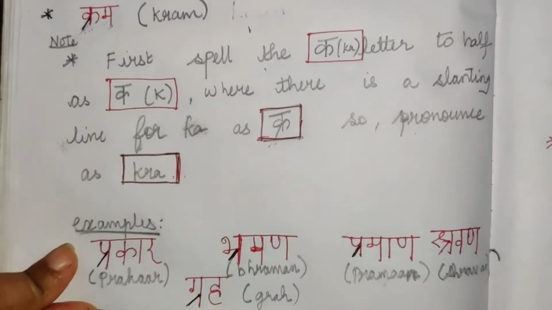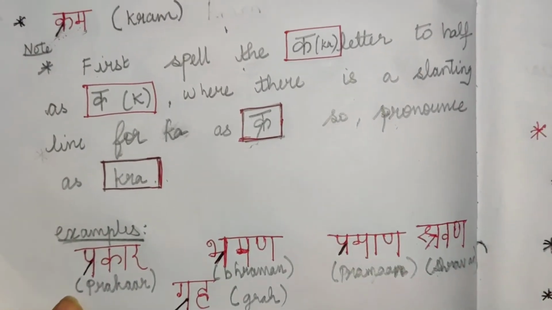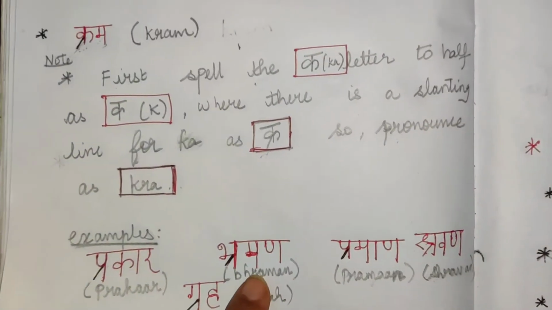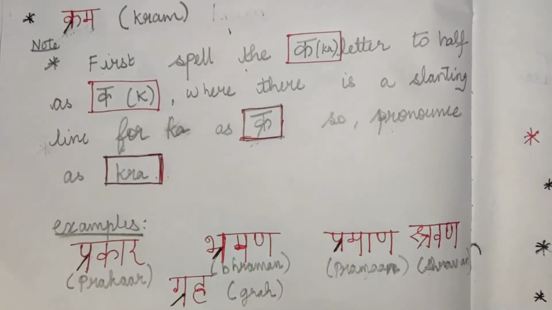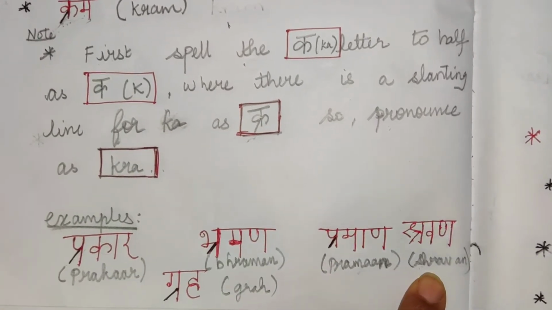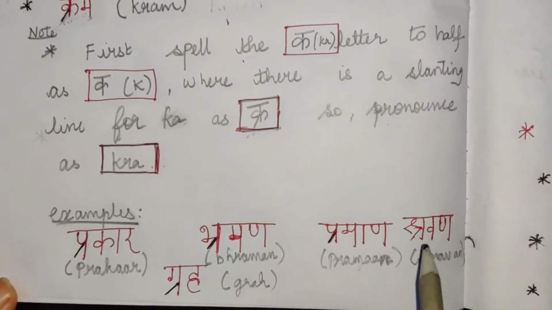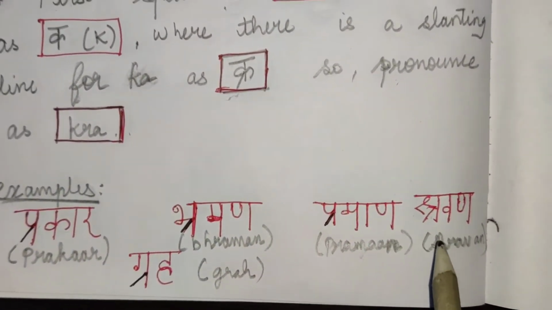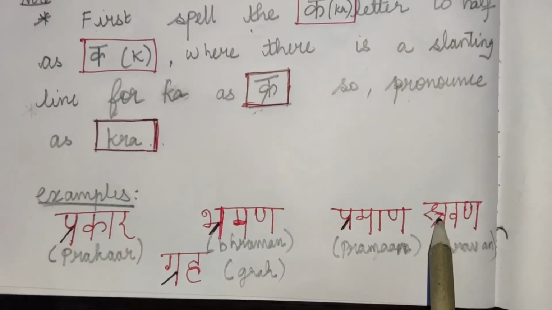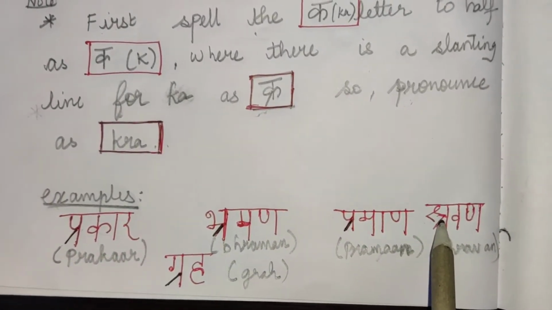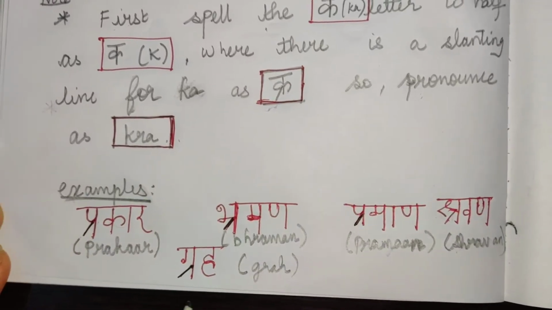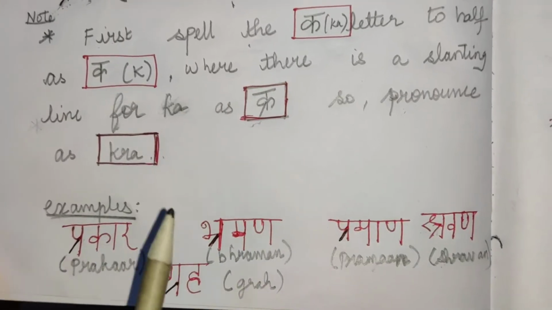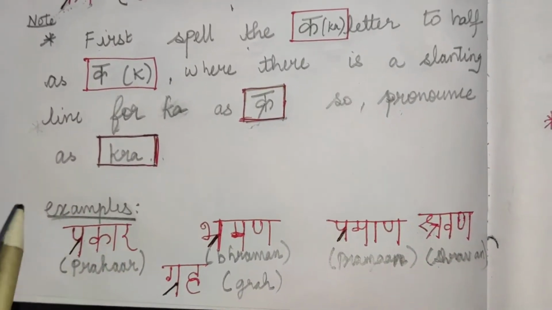Another example I'll give you is Prakar. Prakar means type. Bhraman means tour. And Praman means proof. And Shravan means hearing. For Shra you may have a doubt, since you don't have a slanting line there. But the Ra letter is already there in Shra, so you don't have to worry about it. Shravan means hearing, and Graha means planet. So this is one example for Paden Roop, the slanting line, and how we have to sound it.